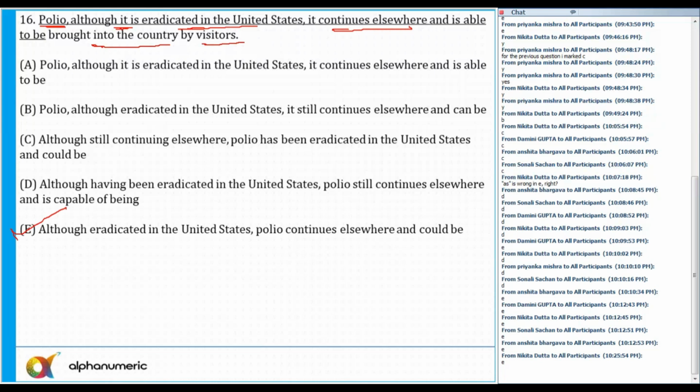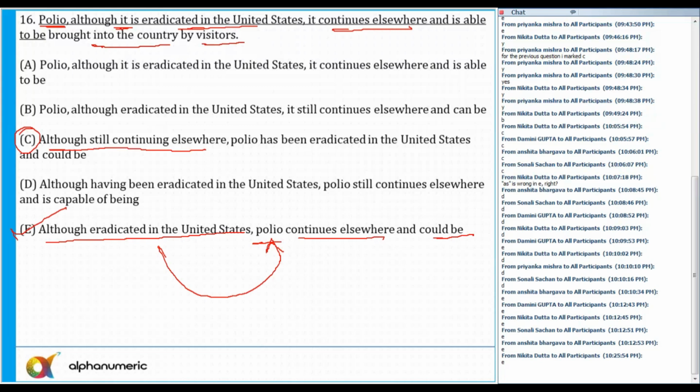Although eradicated in the United States, polio. Now this modifier is for polio. Although eradicated in the US, polio continues elsewhere. And because it continues elsewhere, there is a possibility that it could be brought into the country by visitors. Answer should be E. If you look at C, it reverses the order.